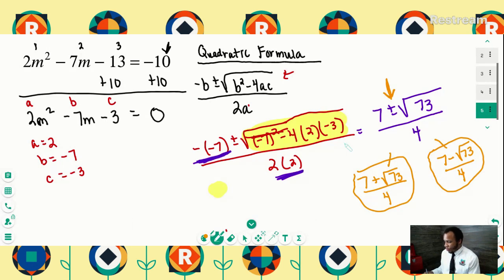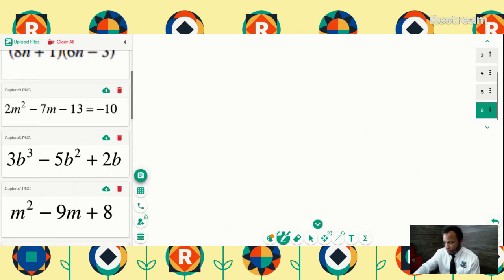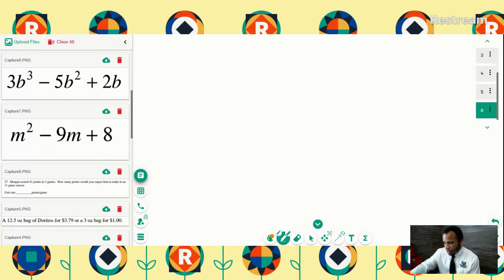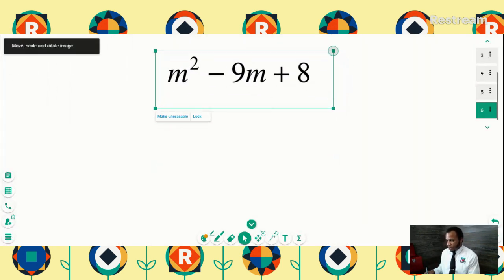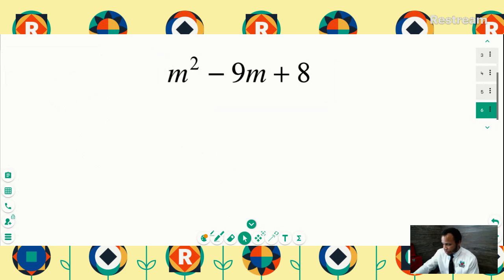All right. So that's that question. Now we'll move on to the next one. Let's look at factoring. So for this one, once again, we are dealing with quadratics. But for this quadratic expression, we'll be solving this by simply using the method of factoring.